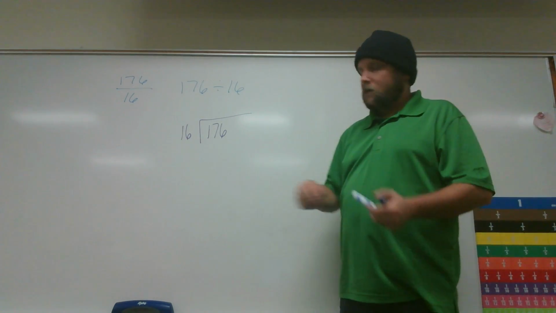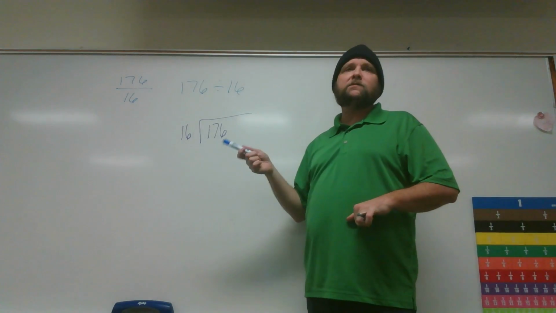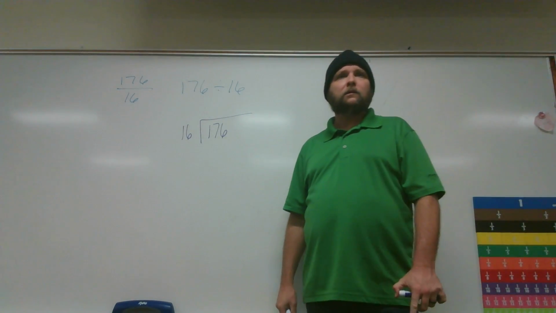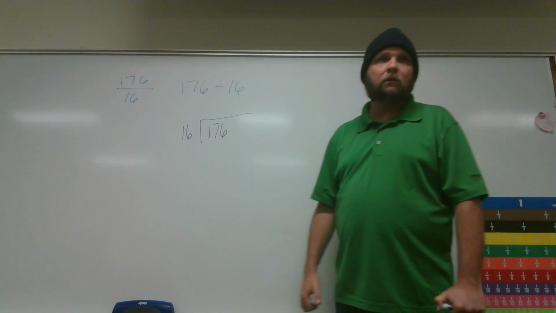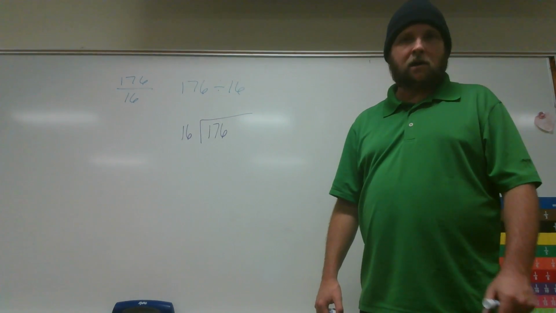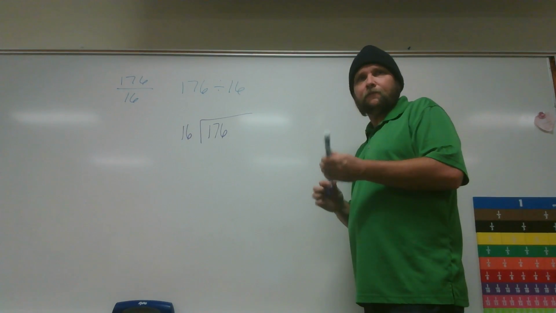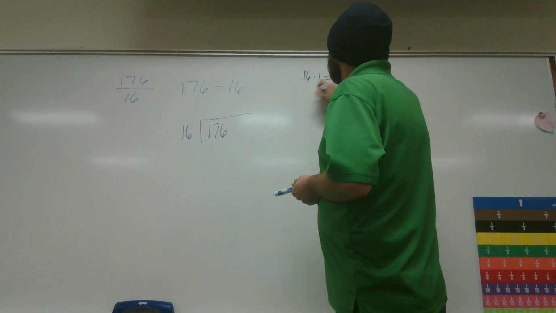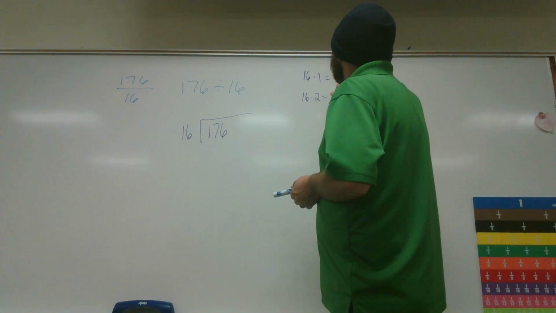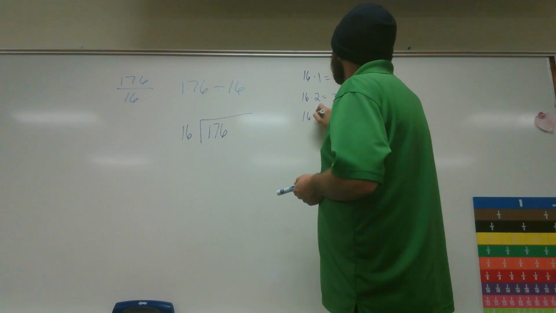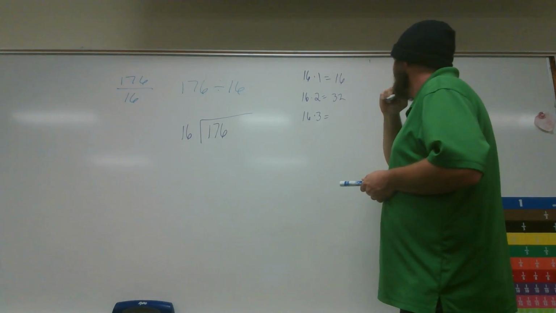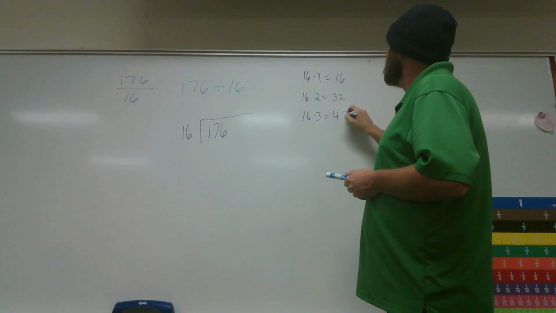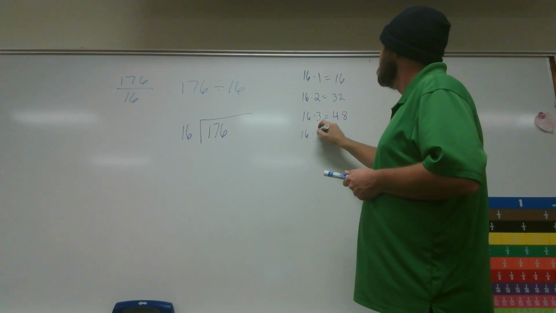Okay, cool. So which part of this problem is my divisor? First we need to do the multiples of 16, 1 through 9. All right, so it's 16 times 1, 16. 16 times 2 is 32. 16 times 3, 48.